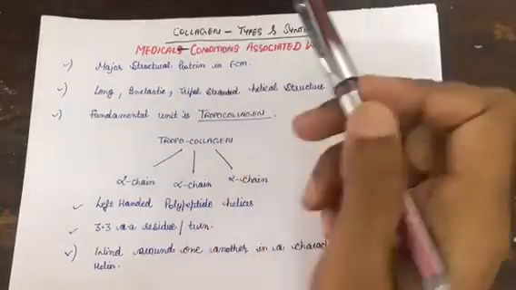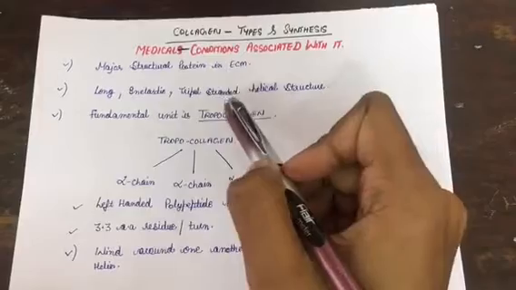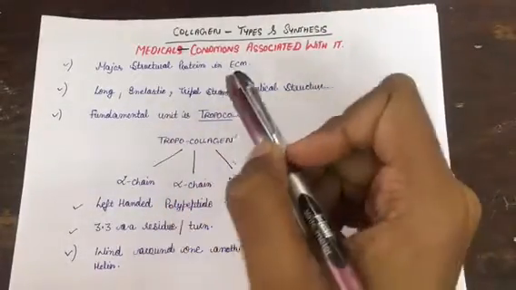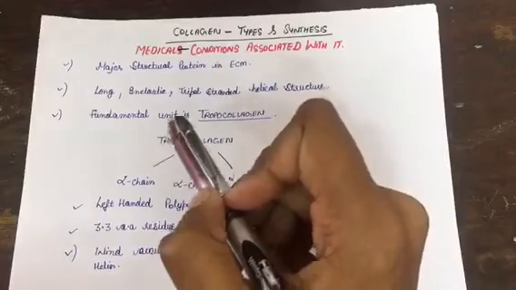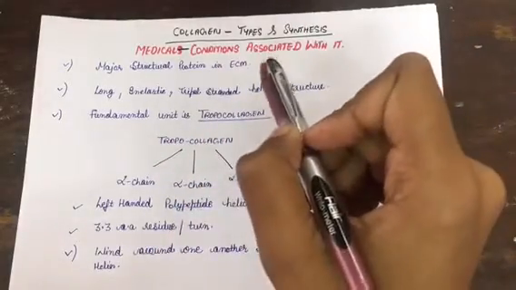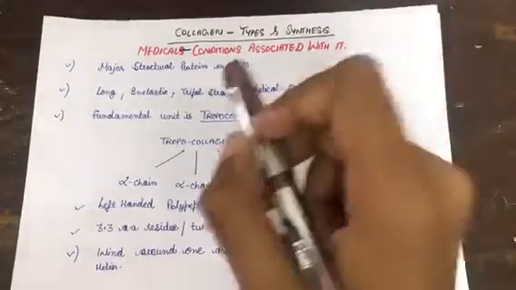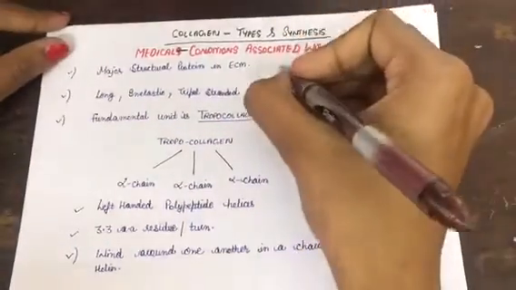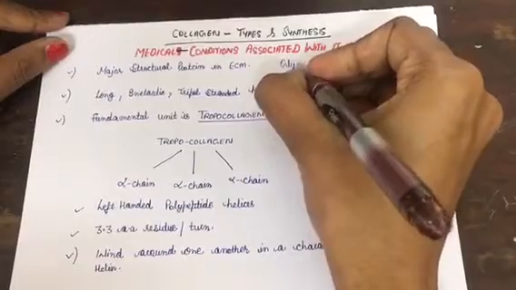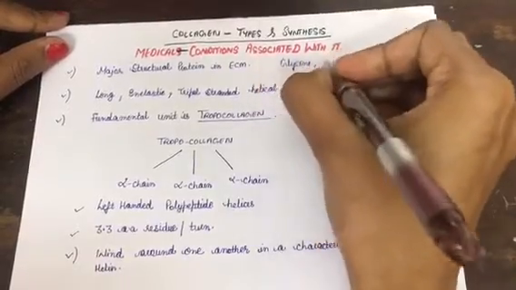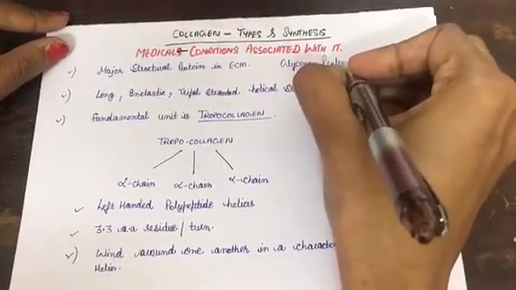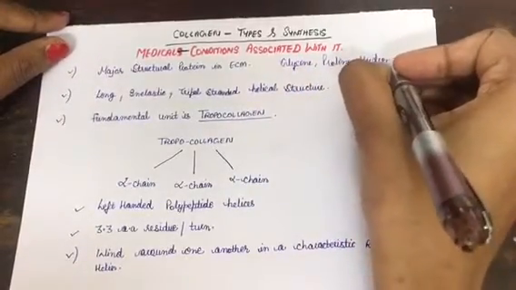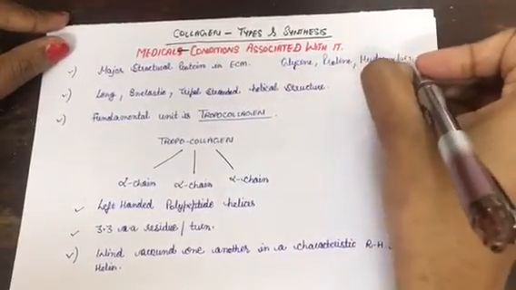Collagen is made up of amino acids, and as we know, amino acids are made up of carbon, hydrogen, oxygen, nitrogen. So it contains specific amino acids like glycine, proline, hydroxyproline, and arginine.